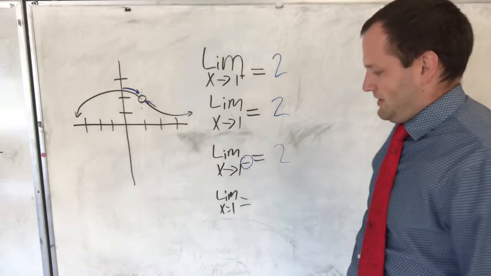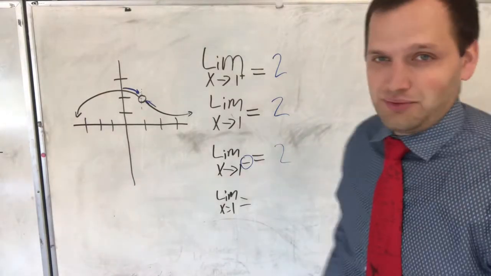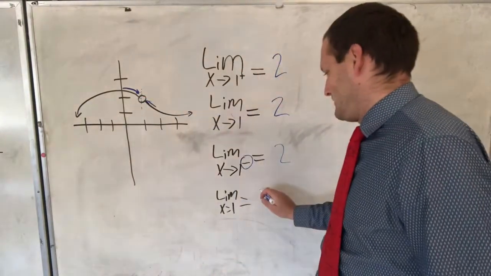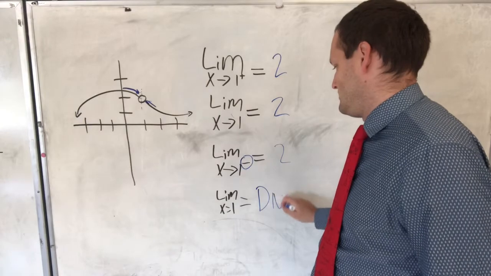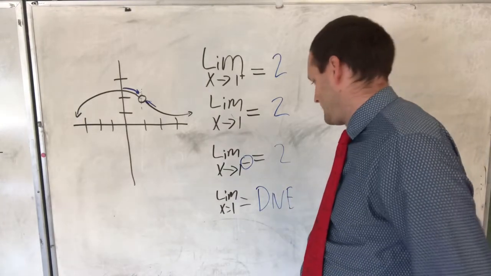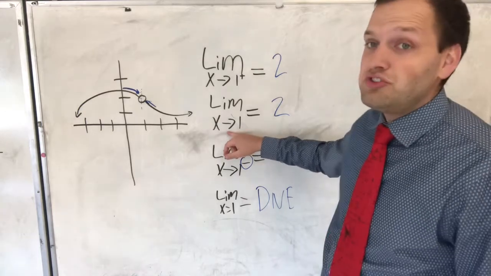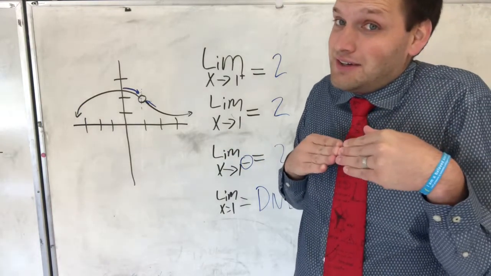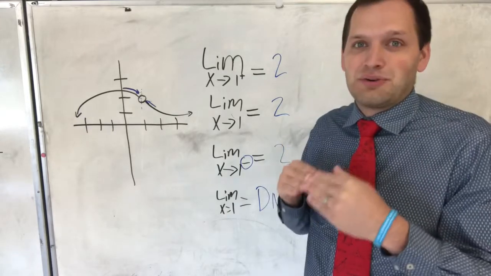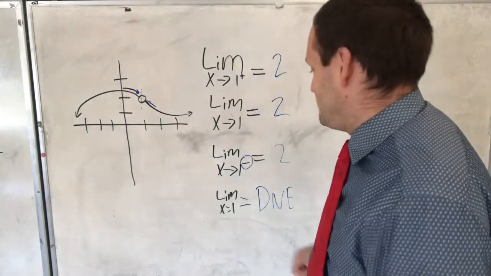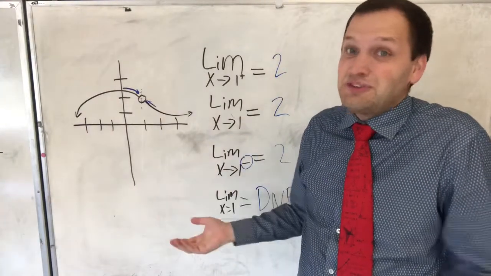Now, what about the limit at x equals 1? What is x equals 1? Well, there's a hole there. Is there an answer? There is no answer. Okay, there's no answer at x equals 1. The limit as it approaches 1, so as we're getting closer and closer, not ever actually getting there, but the limit as we are approaching 1 is 2. Okay, that is the y value. But the actual answer at x equals 1, there is no answer there.